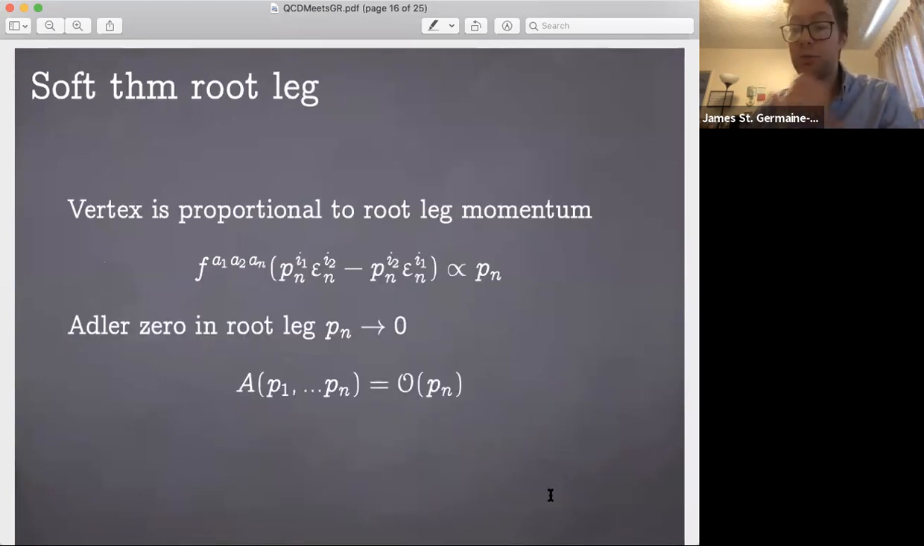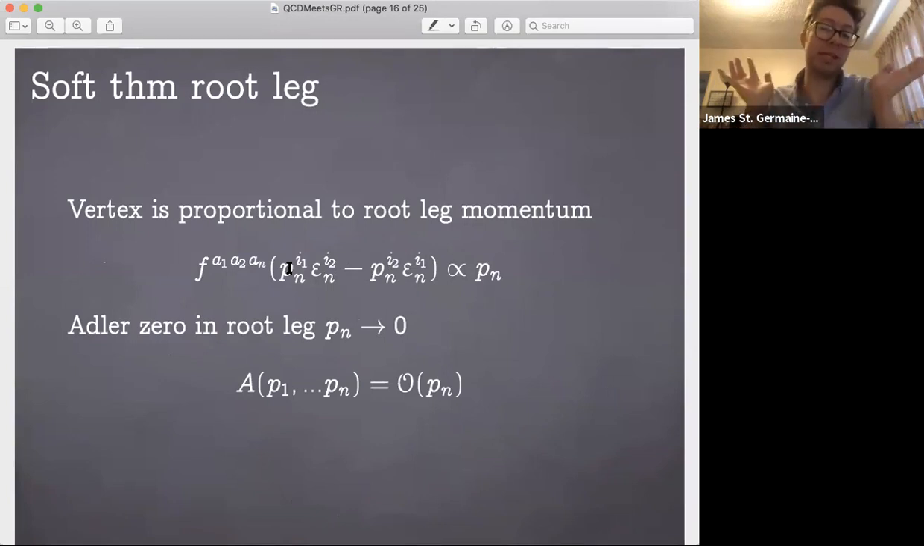Okay, so I said it would be useful to rewrite the propagator and the vertex. For the propagator, we learned a lot of nice things, like the coupling constant and everything will be a function of Mandelstams. If you do it for the vertex now, you immediately get a soft theorem for the root leg. That is, you can rewrite, like I said before, the vertex so it's proportional to the incoming momentum. In this case, the root leg.